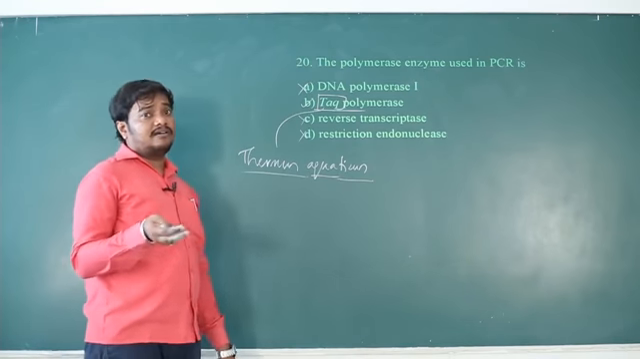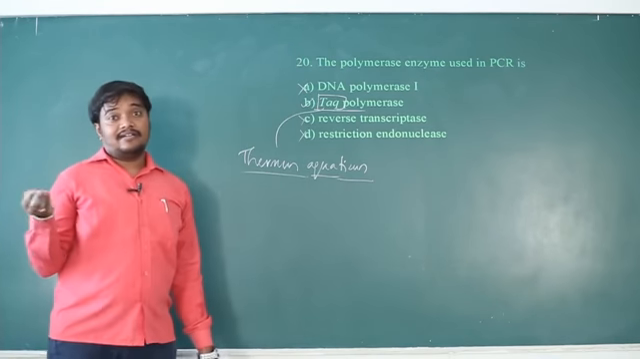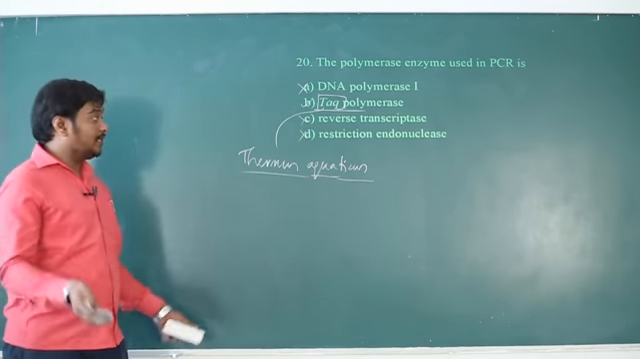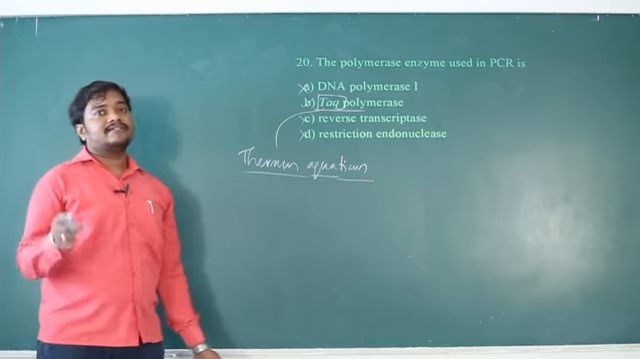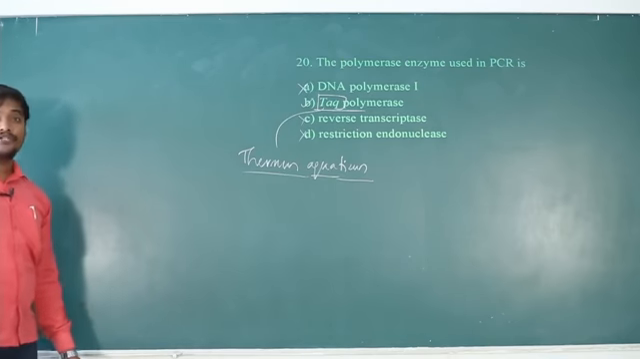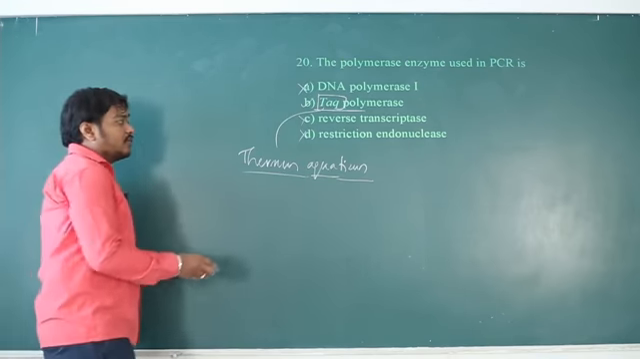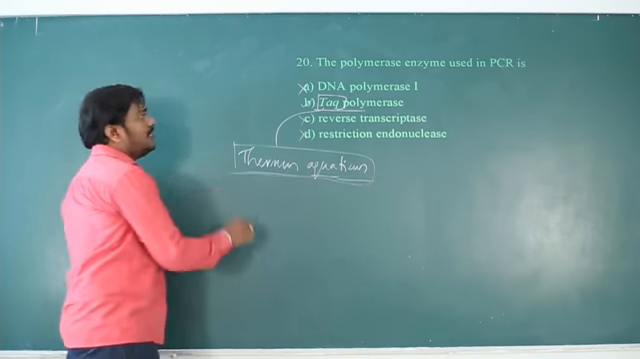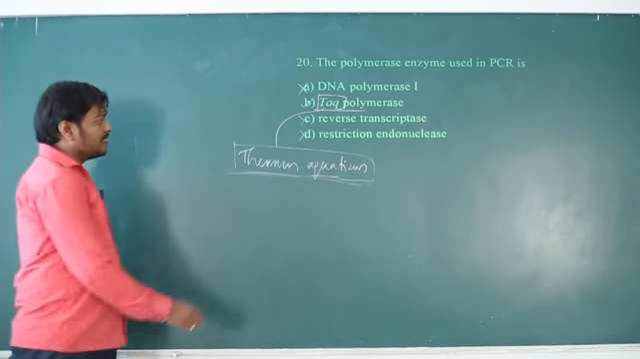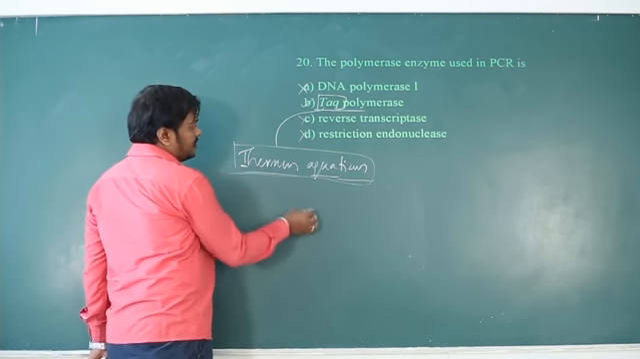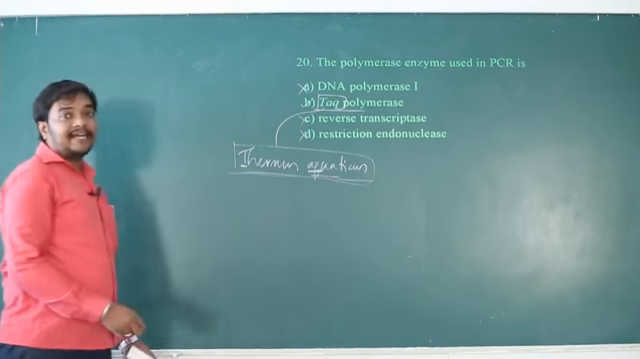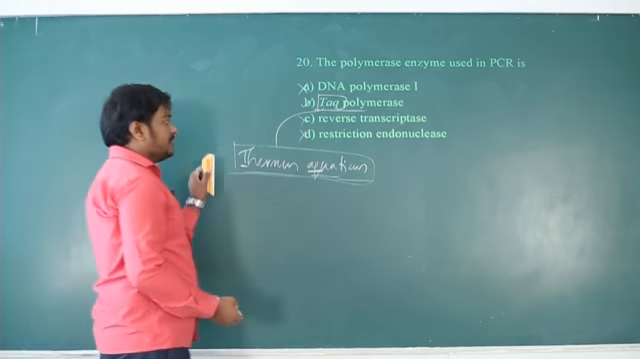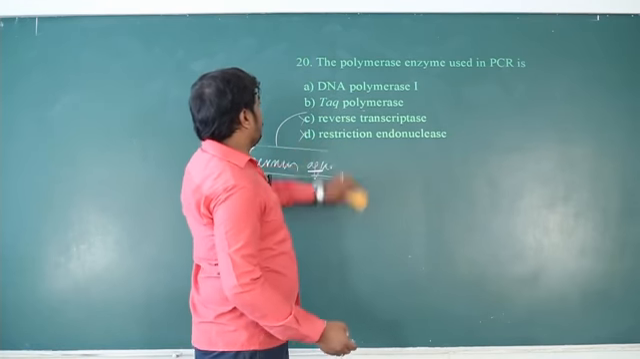Since in hot springs this bacteria replicates under the high temperature, if the bacteria replicate at boiling temperature, that enzyme has the ability to tolerate high temperature. So that is the reason why we isolate this polymerase enzyme from Thermus aquaticus and use it in PCR. Thermus aquaticus is called Taq polymerase. Okay, so Taq polymerase enzyme.